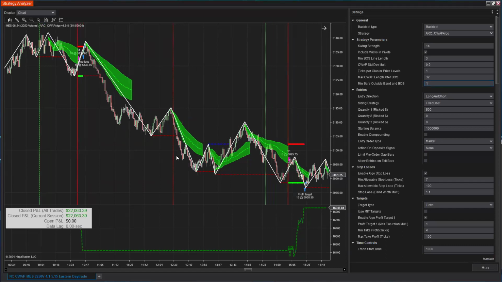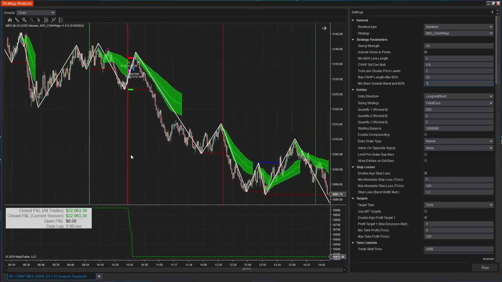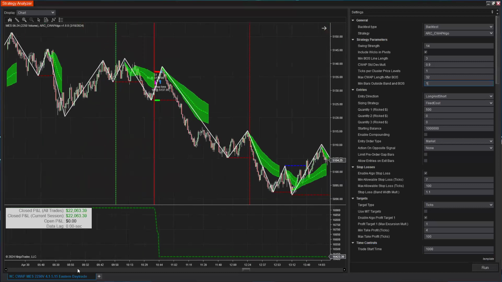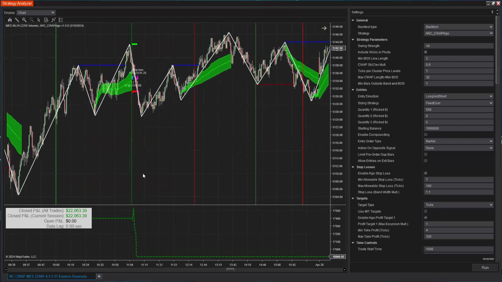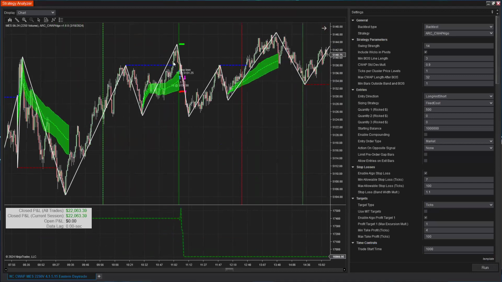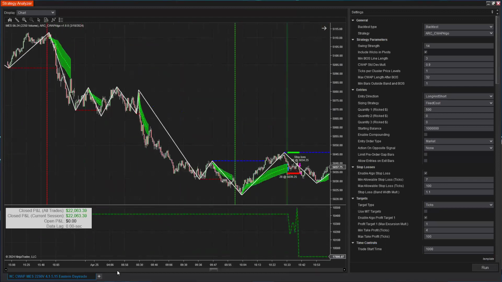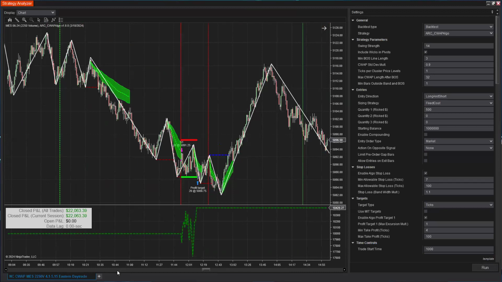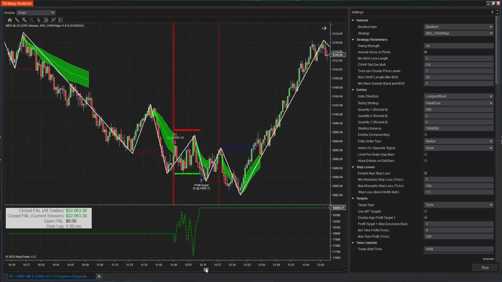Minimum bars outside means how many bars do you require before you're willing to take a trade on that CWAP? If you have something that barely breaks above and then comes right back into the CWAP, let me find a cleaner trade that we can look at as an example. Let's look at this one.